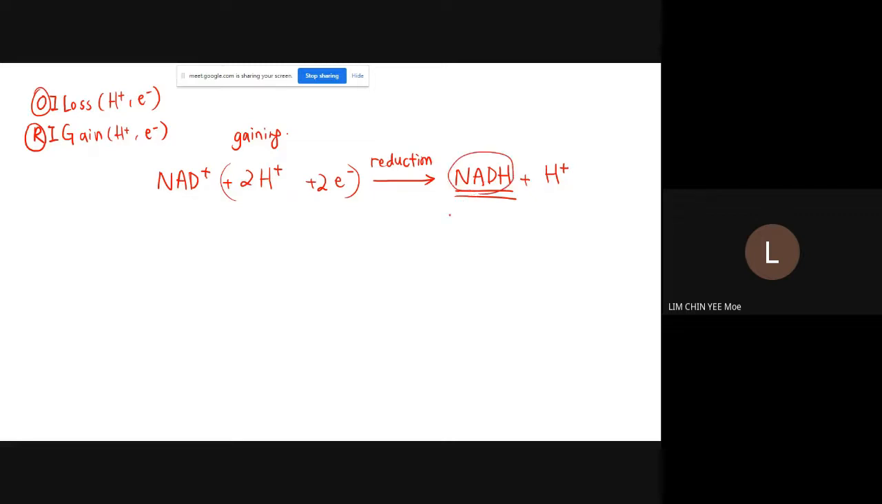NADH inilah reducing agent. Why do we call it a reducing agent? Sebab dia ada H. Yang ada H lebih tu, dia boleh bagi molecules lain. It can give away its H. It can make other molecules to reduce. That's why we call it a reducing agent. Agent ialah orang yang boleh buatkan orang lain. So in this case, reducing agent, it means NADH. I can give away the H. Okay, H ini I boleh bagi another molecule. Let's say molecule P.